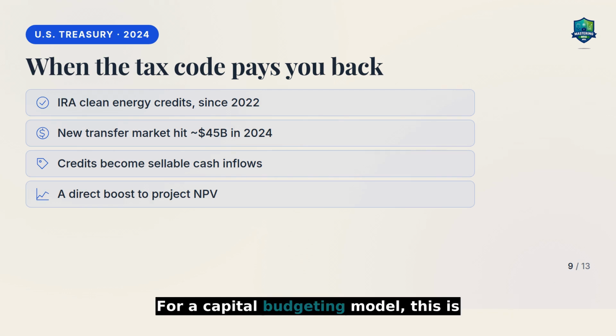For a capital budgeting model, this is huge. A tax credit you can sell becomes a concrete cash inflow you add right into the forecast, often turning a marginal renewable project into a clear positive net present value. The tax code is now a line item in the investment decision.